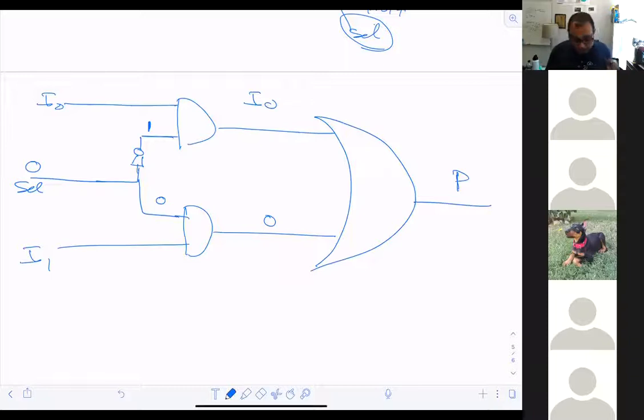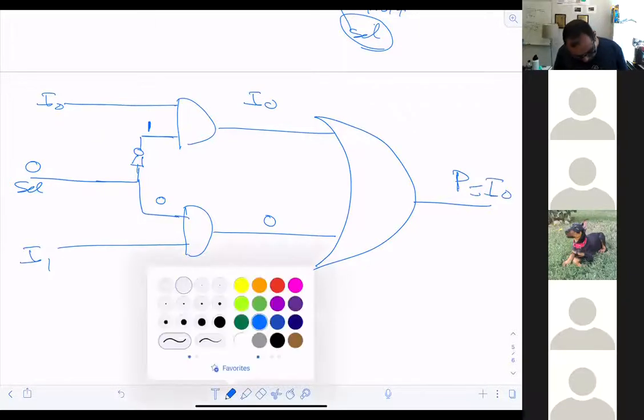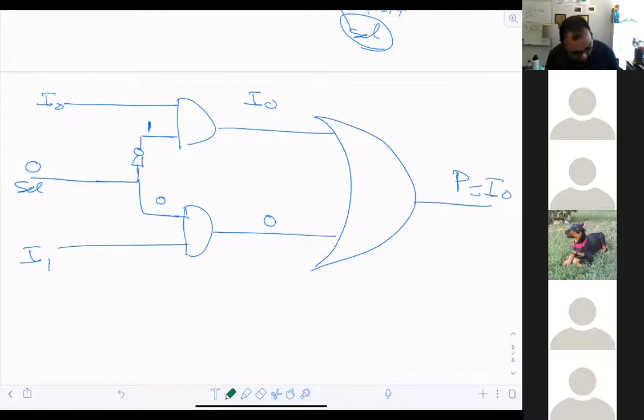Why? Look at it, right? I0 ORed with 0. What will the output be? I0. Exactly. Now we're going to change the color and put the green here. So select here, instead of 0, is going to be what? 1.